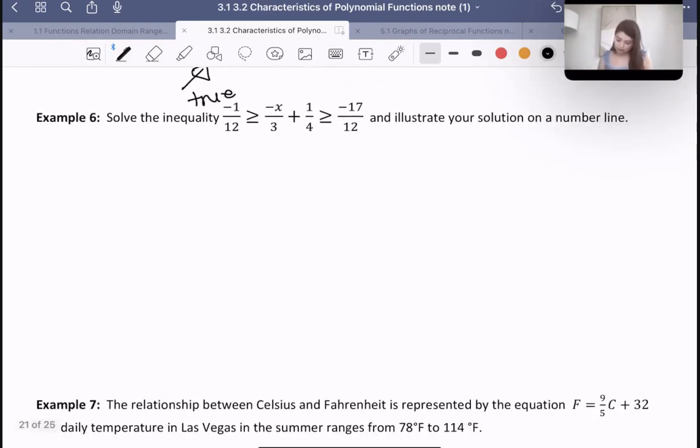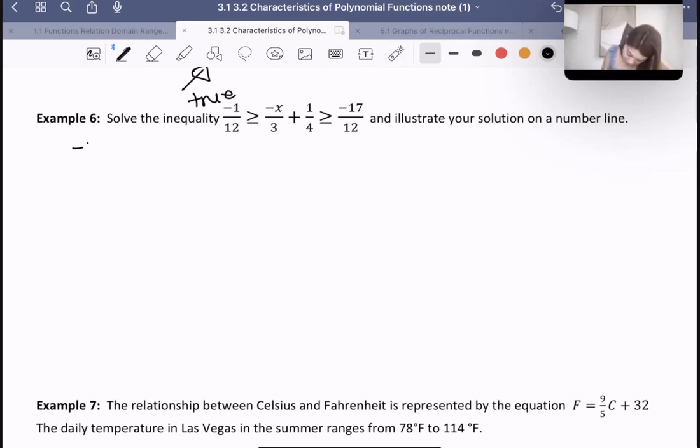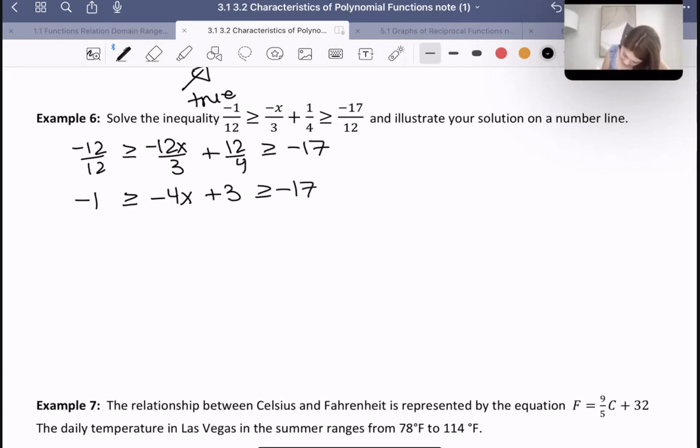Here it says solve the inequality and illustrate your solution on a number line. So for ones like this, we could just deal with the fractions if we wanted to. It would work. But one thing we can do here is multiply everything by 12 first. So we'll get negative 12 over 12, and then negative 12x over 3 plus 12 over 4. And then this one would just be negative 17. Let's not bother doing that math. So then we have negative 1, negative 4x plus 3, and negative 17.